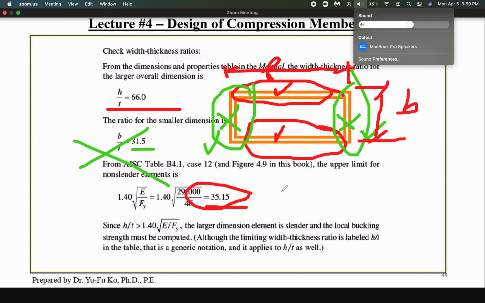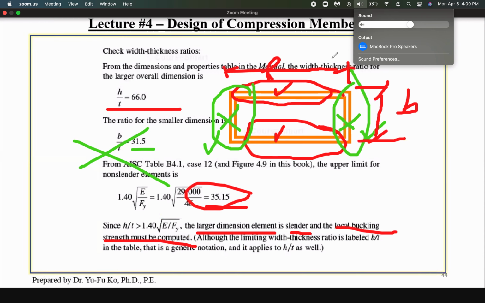Any other comments? No? Okay, so the larger dimension element in this case is slender. So the local buckling strength must be computed.